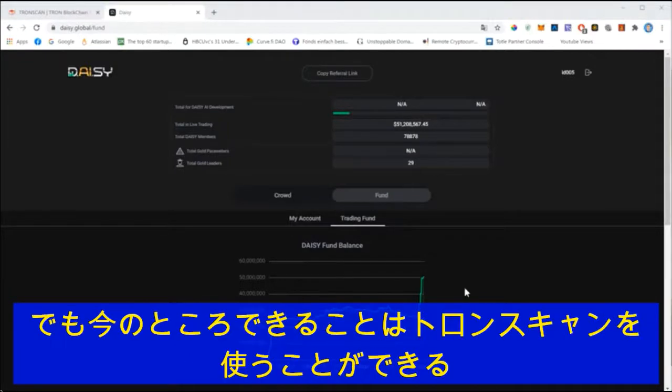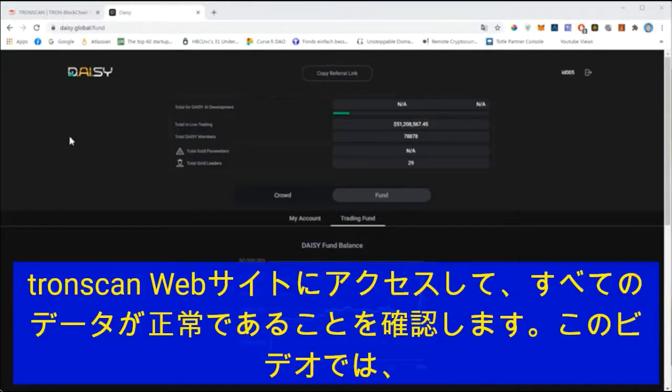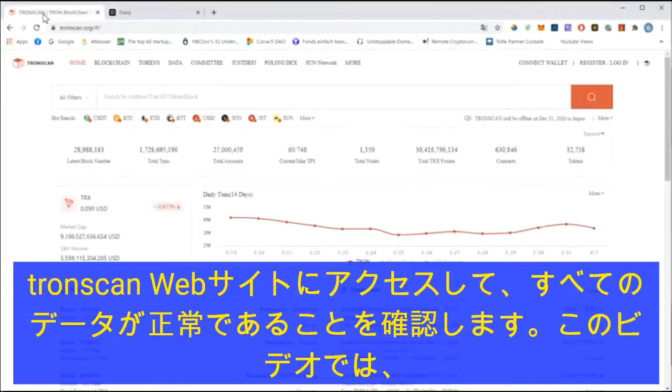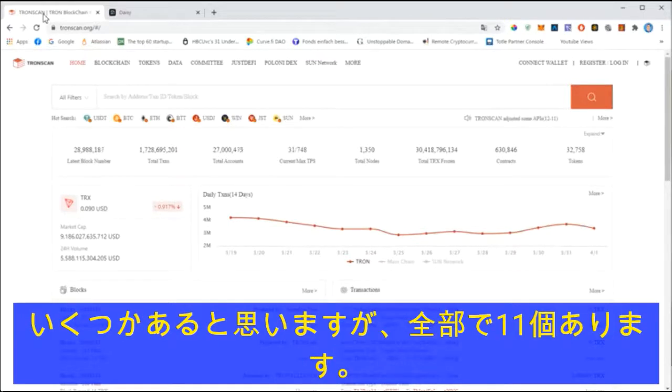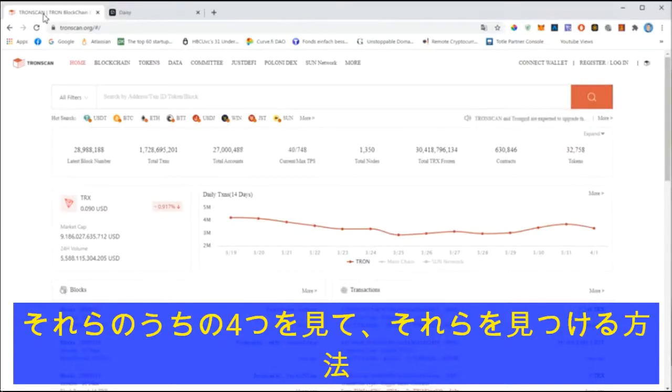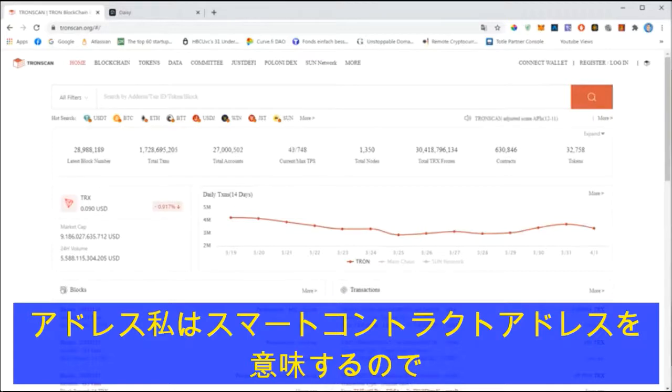But what we can do for now is use the TRONSCAN website to verify all the data. In this video, I'm going to show you the most important smart contracts. There are several, I think 11 in total, but we will have a look at 4 of them. So, how to find those smart contract addresses.